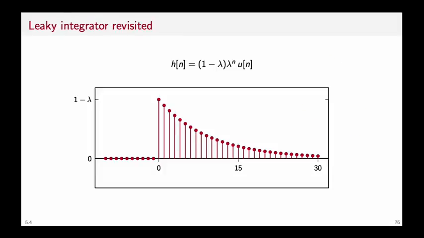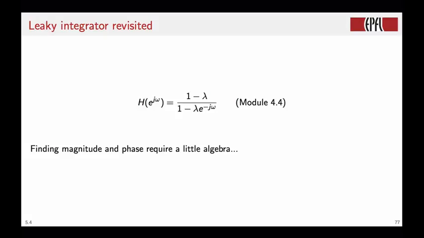So we've looked at the moving average, and by now you know that what comes next is the leaky integrator. And indeed, let's consider the impulse response, which you remember is (1-λ) times λ to the power of n multiplied by the unit step, so an exponentially decaying sequence. If we take the Fourier transform of that, we've done that in detail in module 4.4, and here is the result. H(e^{jω}) is (1-λ) divided by (1 - λe^{-jω}).